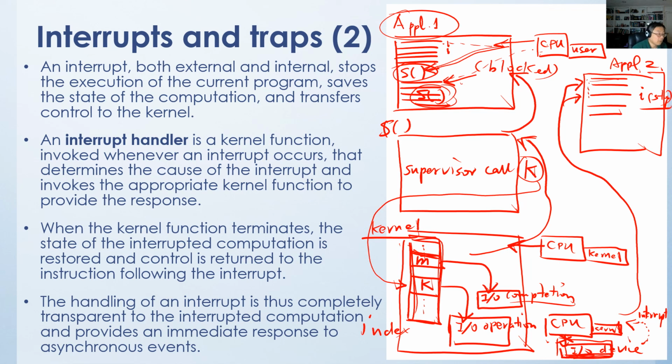This is how the interrupt works. Okay, so the interrupt is handled through something called the interrupt handler. It's a kernel function, so it's invoked whenever an interrupt occurs. The interrupt handler determines the cause of the interrupt and invokes the appropriate kernel function to provide the response, depending on the type of interrupt. Interrupts come from different devices, and different devices may request different operations. So the interrupt handler is going to determine what kind of operation to take to perform this job.